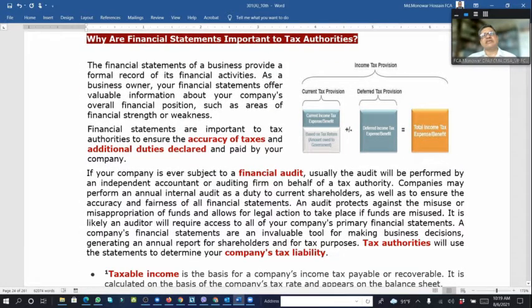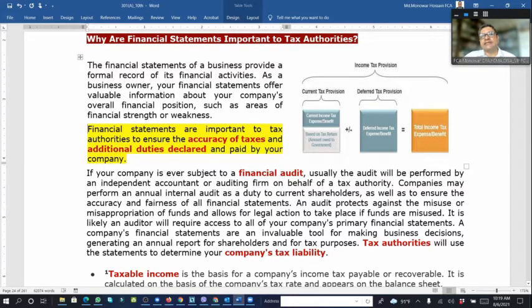Now, why are financial statements important to the tax authorities? The financial statement of a business provides a formal record of its financial activities. As a business owner, our financial statements offer valuable information about our company's overall financial position. And financial statements are important to the tax authority to ensure the accuracy of tax and additional duties declared and paid by the company. That's why financial statements are very important for the tax authority.